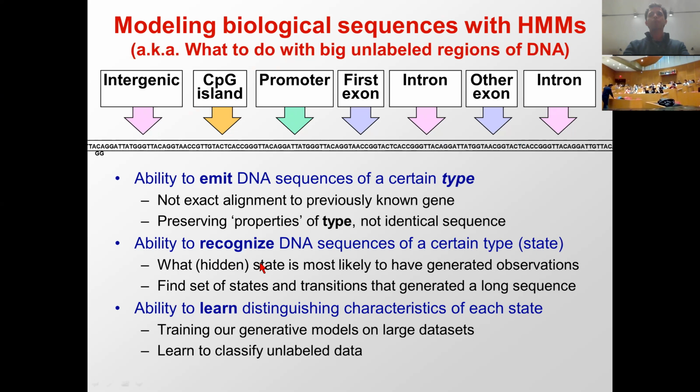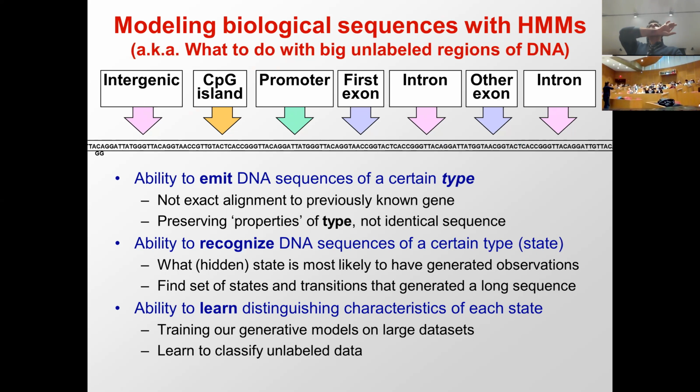Number two, we want to be able to recognize DNA sequences of a certain type. And that's where Bayes' rule comes in. So instead of having this forward probability of emitting a particular character given a hidden state, what we're going to say is that given that I've observed a particular character, what is the most likely hidden state that may have generated that character? Everybody with me here? So we're going to reverse the conditional probability of emission given state to calculate state given emission. Okay? And then there's many ways of doing that.